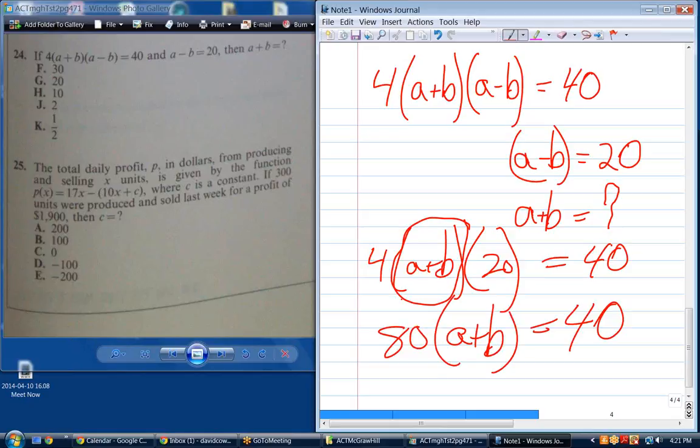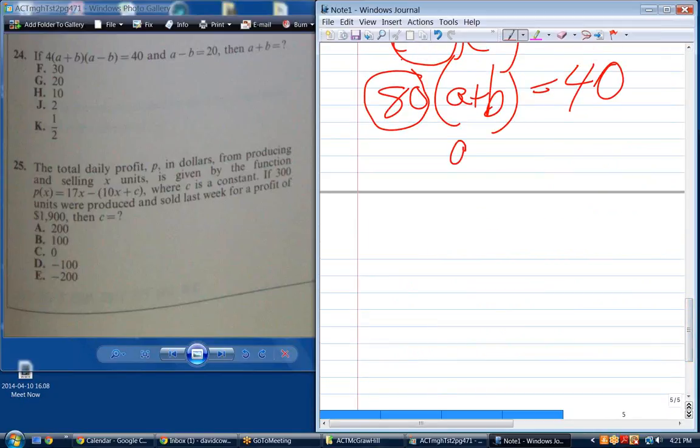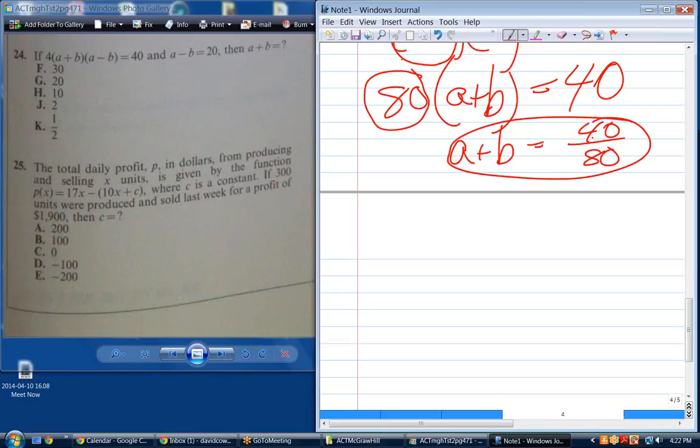If division is being done, you have to multiply. If addition is being done, you have to subtract, and if subtraction is being done, you have to add. So multiplication is being done. So let's divide both sides by 80. So now we have A plus B equals 40 over 80. What is the answer? The answer will be 0.5, so half. Good.